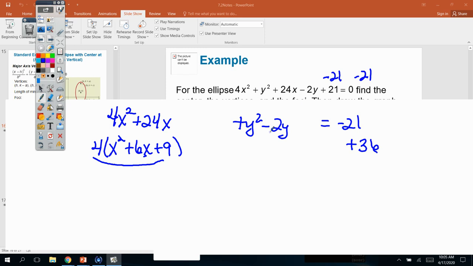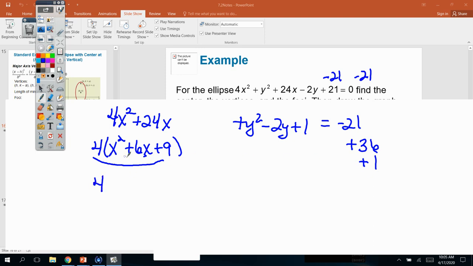This one, I don't have to divide anything because there's nothing in front of the y, but if there was, I would. I can go straight to finding the magic number. Half of 2 is 1. 1 squared is 1. I will add 1 to both of these. And now I can write it the way I need it.